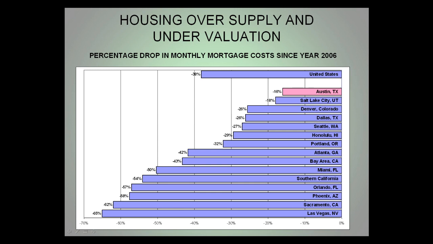The entire nation is shown at the top, 38%. If you look to the bottom of the chart, the most impacted markets nationally, Las Vegas, where prices now are down in the 135,000 range, Sacramento, Phoenix, even Southern California. We've taken some big declines, but look at where Austin sits.